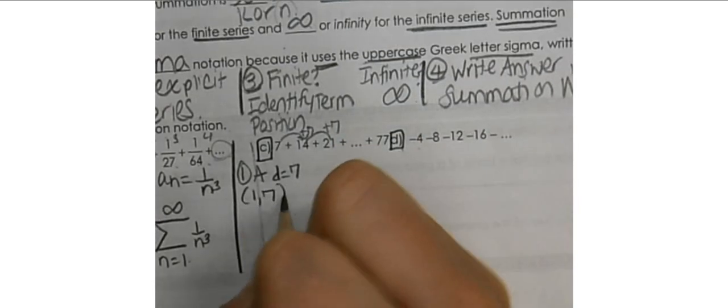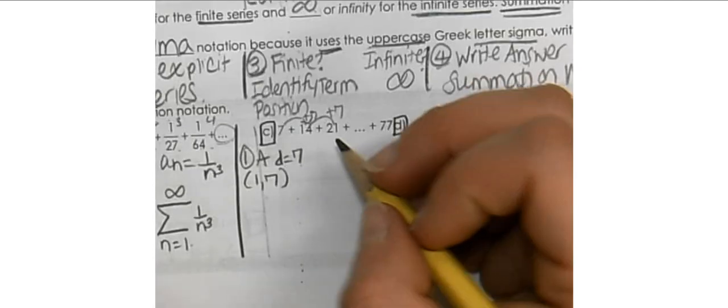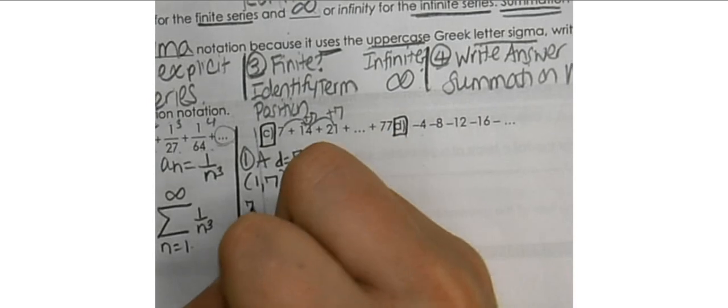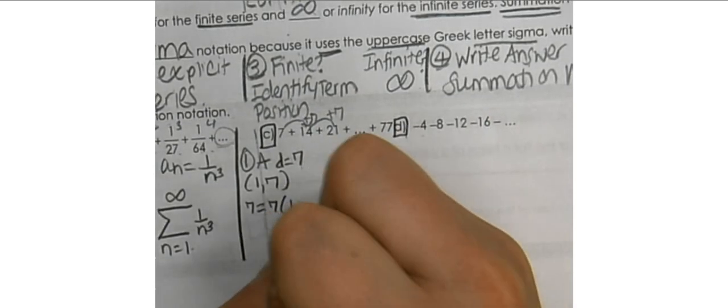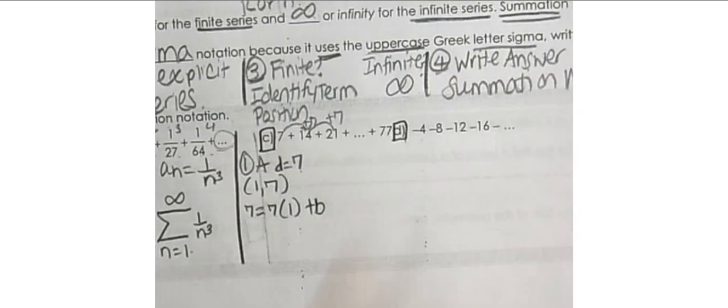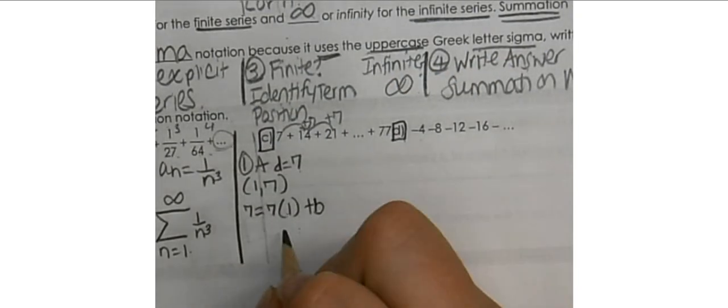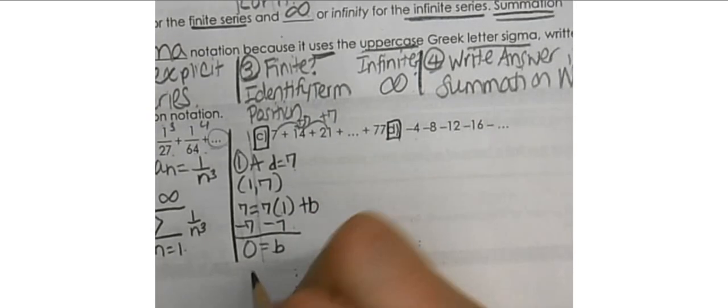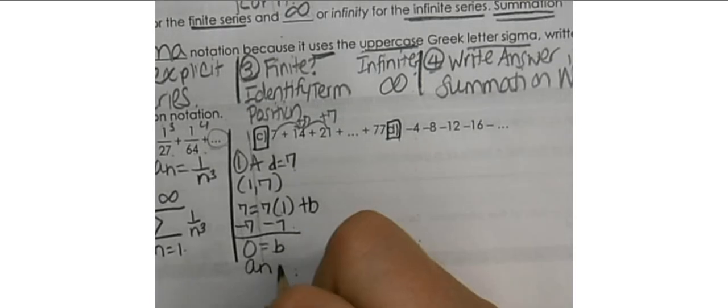So I'm going to use the ordered pair 1, 7, and I'm going to plug those values into my rule for an arithmetic sequence. And that is a sub n, which is 7, is equal to 7 times my n value, which is 1, plus b. So I need to find what my b value is. 7 times 1 is 7. I'm going to subtract 7 on both sides, and I find that b is equal to 0. So my rule is going to be a sub n is equal to 7 times n. If you want to write plus 0, you're more than welcome to, but you don't have to. So that is step number 2.